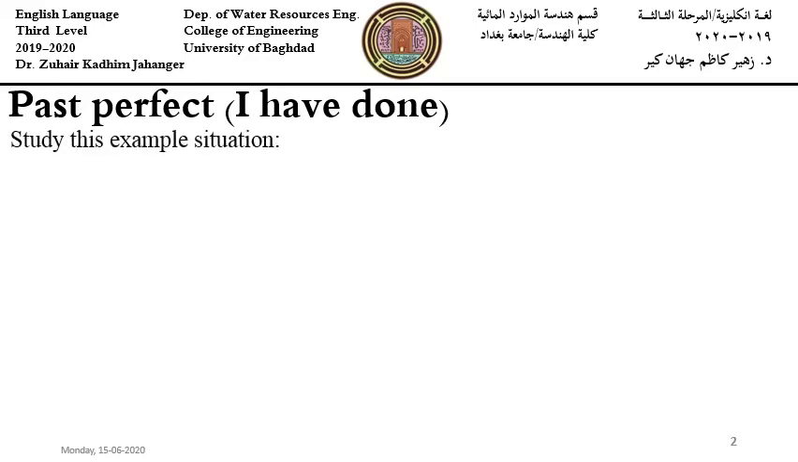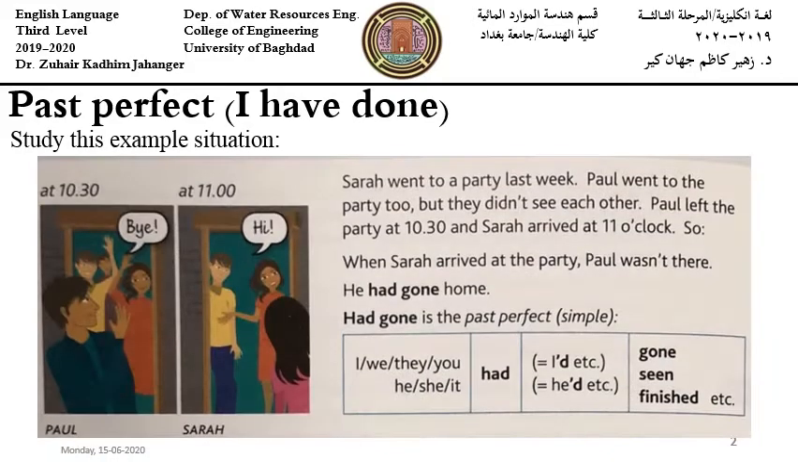Study this example situation. Sarah went to a party last week. Paul went to the party too, but they didn't see each other. Paul left the party at 10:30 and Sarah arrived at 11 o'clock. So, when Sarah arrived at the party, Paul wasn't there. He had gone home. He had gone, or had gone, is the past perfect simple.